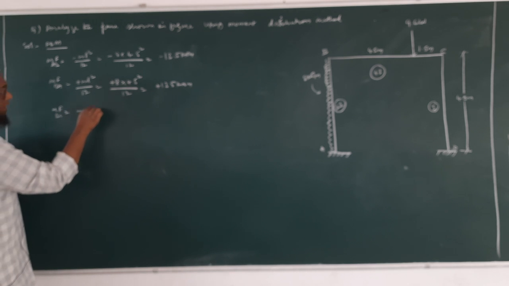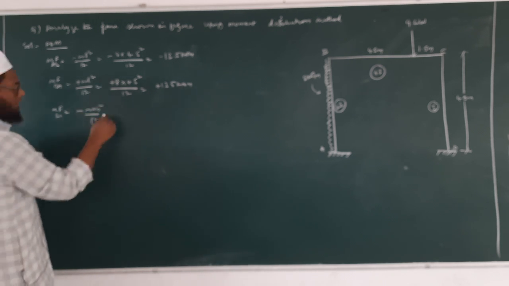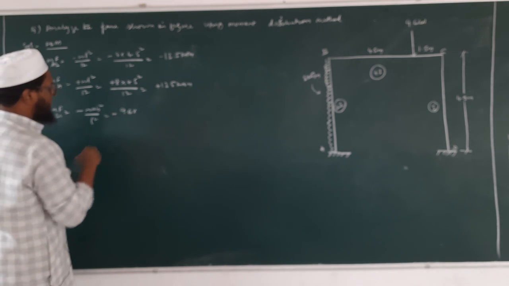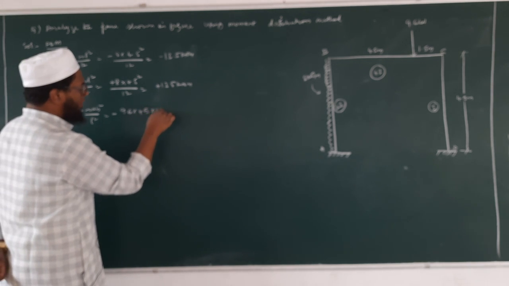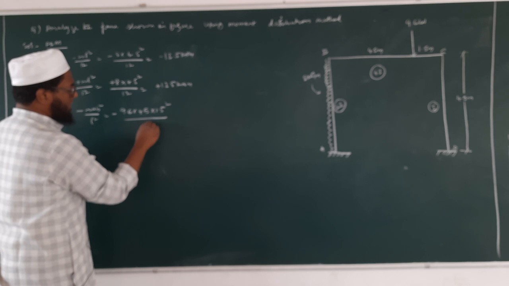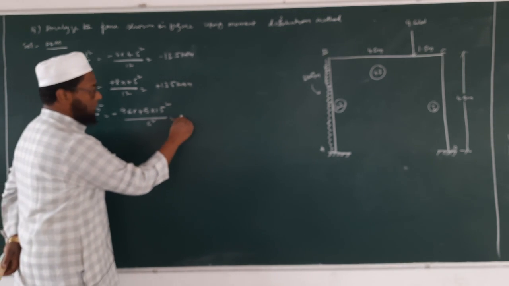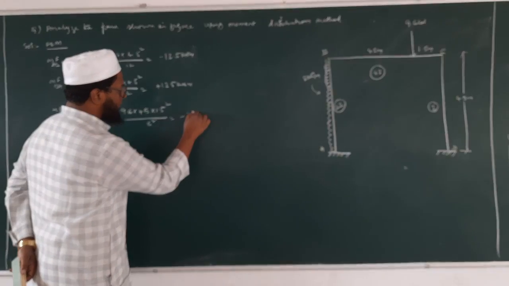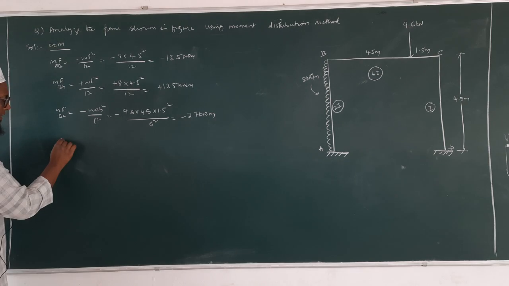Next, what about MFBC? Minus W A B square by L square. Minus, W is how much? 9.6 into A, that is 4.5 into 1.5 square divided by 6 square, right? Tell me the value. Minus 2.7 kilonewton meter.